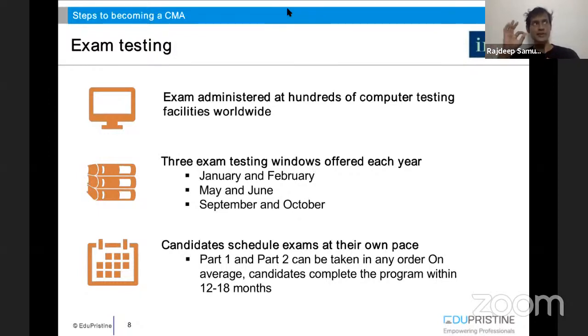You can give the exams at your own pace in your own order. You can give part 1 first, then part 2, or part 2 and then part 1. That's completely fine. When I gave the exams, I took part 2 first. I found it much easier.